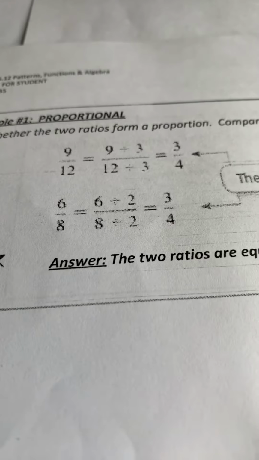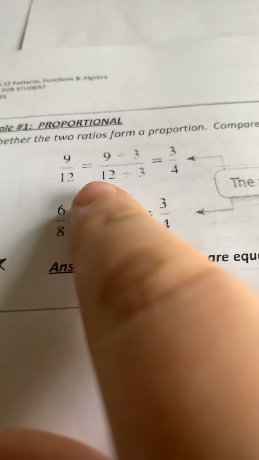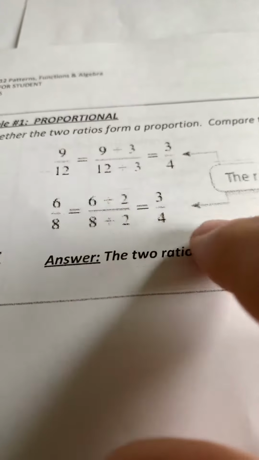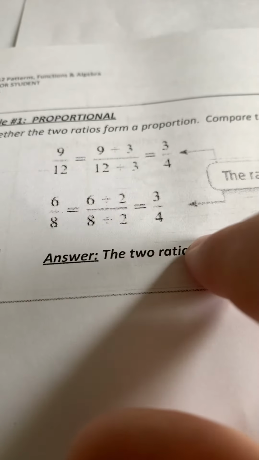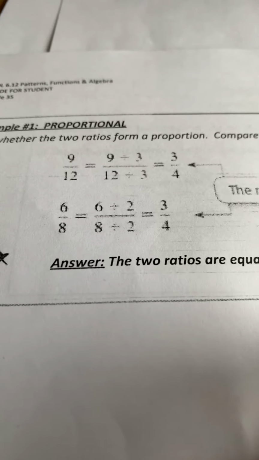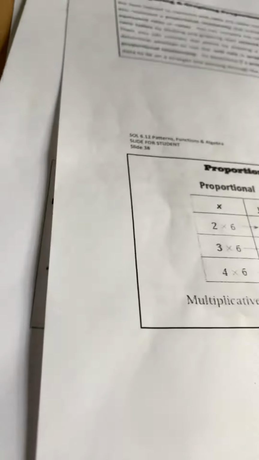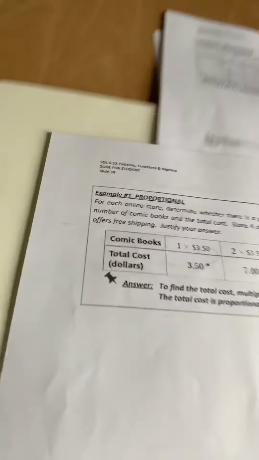Another easy way to see if two ratios are proportional: if you look right here, 9 to 12 and 6 to 8, if I can simplify them down, and if I get the same ratio on both of them, then I know they are equivalent. All right, so let's look right here.